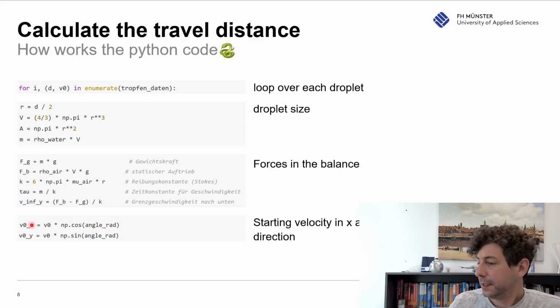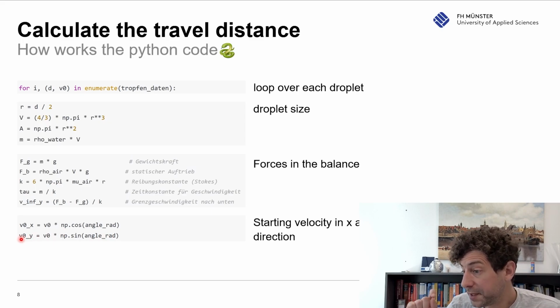So I said that the droplet goes straight out, horizontal, right? So the angle is 0. And this means we have the starting velocity multiplied by cosine 0, and this is 1. So the full velocity goes in x. And this makes sense because it goes only straight, right? Only horizontal. And now we have the y component, and the y component goes with sine of the angle, and the angle is 0, so sine is 0, so there is no y component.